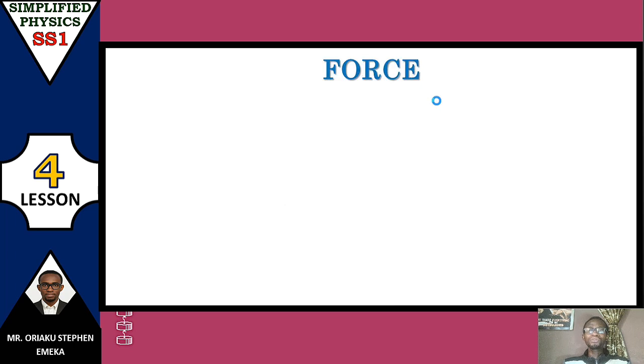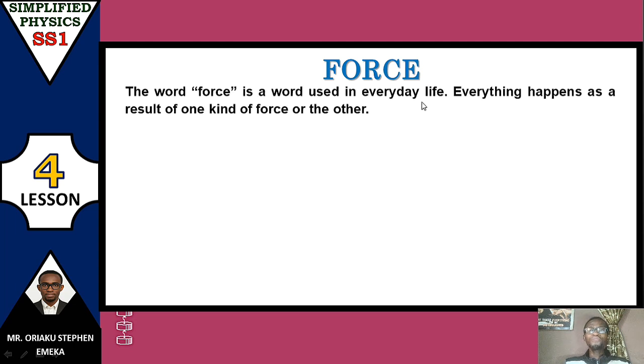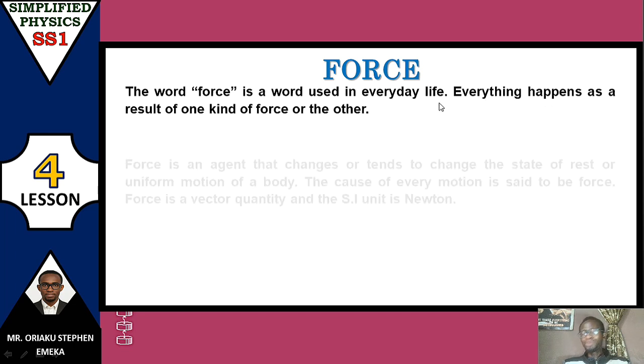Now let's go to forces. What is a force? Sometimes the word force is commonly used. I was forced to do this, I was compelled. But in physics, what do we mean by force? The word force is a word we use every day. But what do we mean by force in physics?